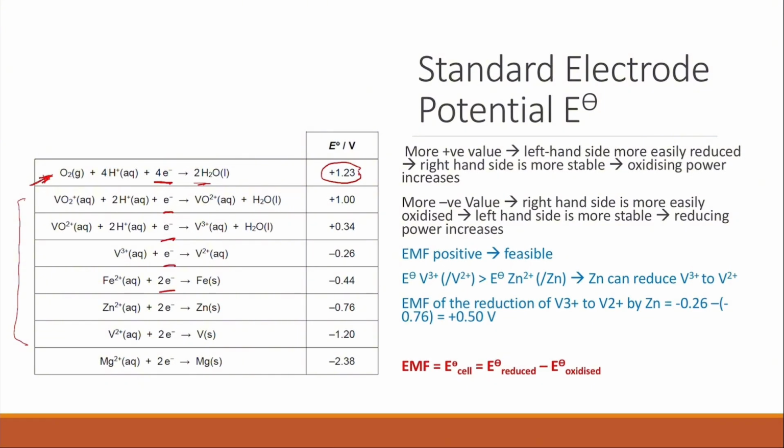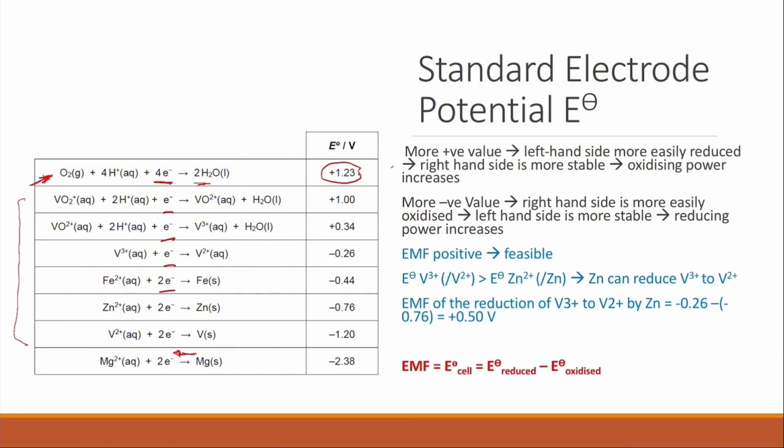And we can say exactly the opposite for the negative value for the standard potential. The ones with the negative value mean the right-hand side is more easily oxidized, meaning it will be more towards the oxidation. So the reaction will go the other way. It's going to be oxidation rather than reduction.